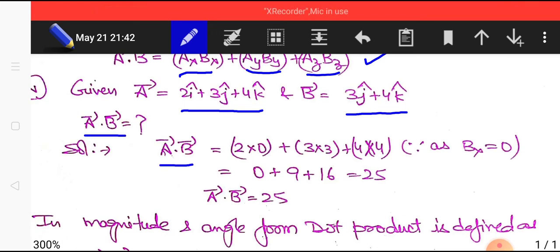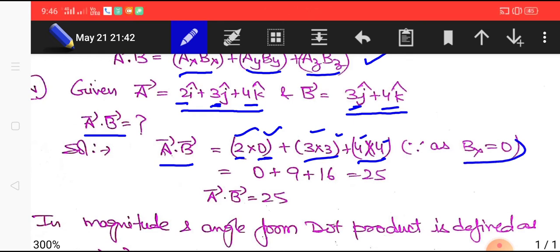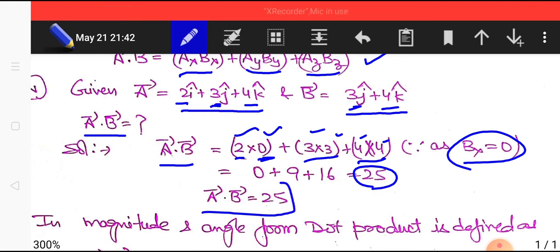So a dot b can be calculated by the formula, corresponding terms: 2 from here and here it is not there, so 0. Then 3 from here and 3 from here, 3 into 3 is 9, and 4 from here and 4 from here, that is 4 into 4. So ax bx, ay by, az bz. As bx is equal to 0, this is 0, so it is 25. So it is a scalar quantity, no ijk, a dot b is equal to 25 units.